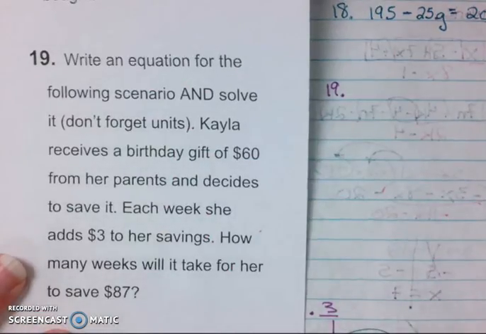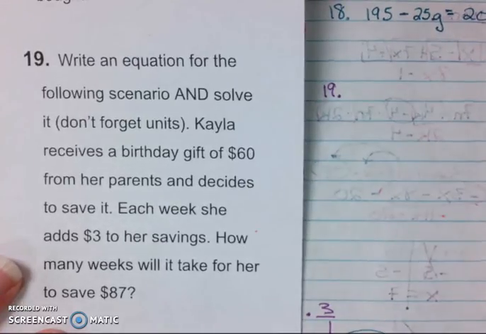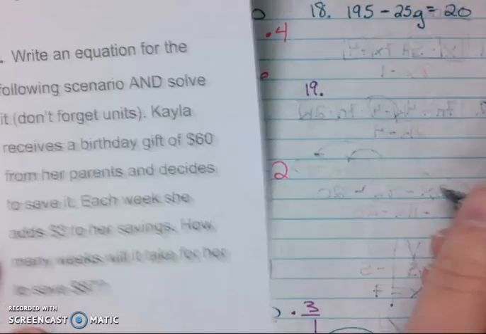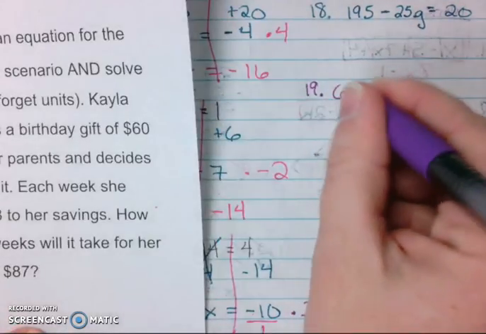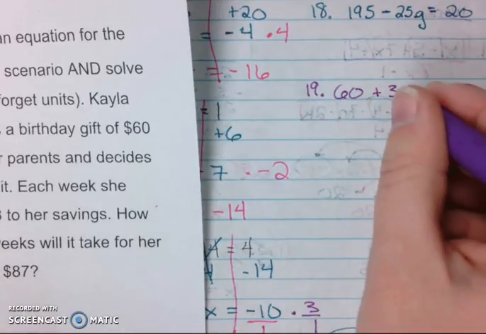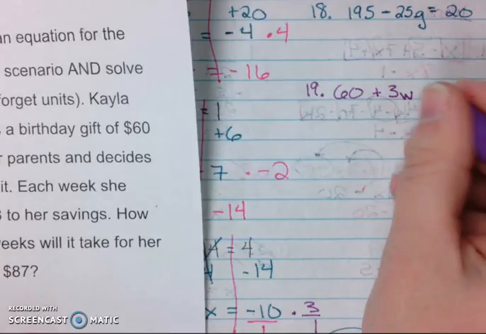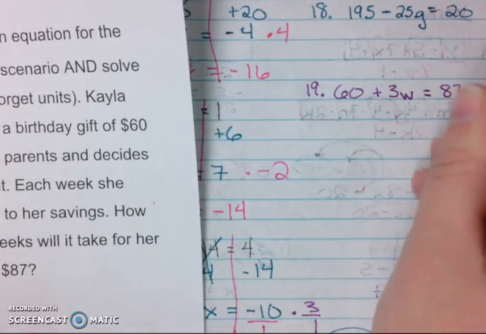So Kayla gets a gift card of $60 from her parents and decides to save it. Each week she adds $3. So how many weeks will it take her to save $87? So she started with $60 and she's adding $3 per week. So every week that she does, I'm going to maybe say W. And at the end, it's 87. So how many weeks does that take?